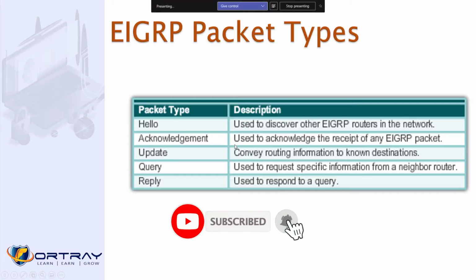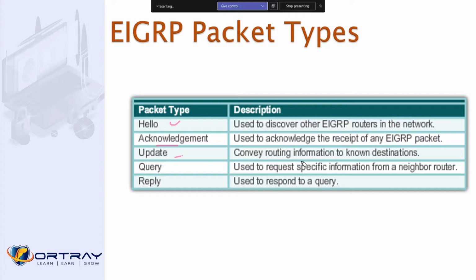EIGRP packet types. So there are 5 packet types EIGRP has. Number 1 is hello, used to discover the EIGRP neighbor. Acknowledgement, used to acknowledge the receipt of the EIGRP packet. Update, convey routing information to known destination. Okay. Query, used to request specific information from the neighbor table, neighbor router. Reply, used to respond to a query.